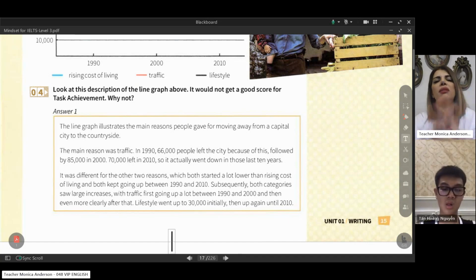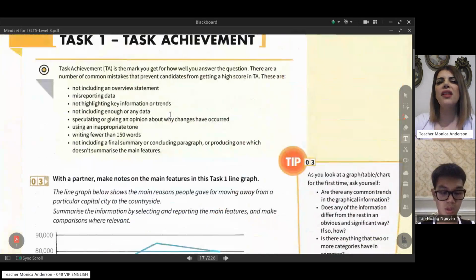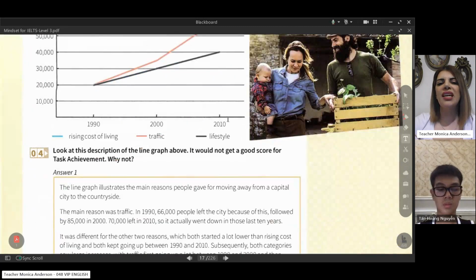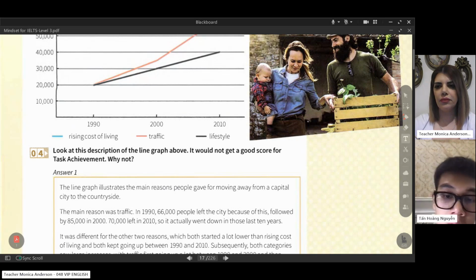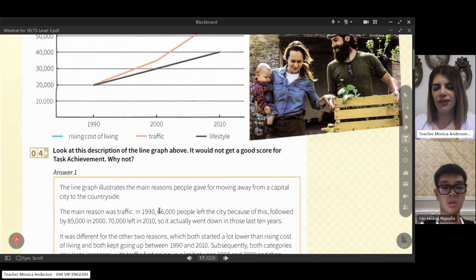Okay, very good. So tell me, what is the problem? What's wrong with this text? What's the problem, you think? I think the first one, the line graph illustrate the main reasons. Okay, let's have a look at the question. The line graph below shows the main reasons people gave for moving. Is the introduction a paraphrase of the question? No. Definitely no. The only word that has changed is illustrate, show and illustrate. It's not enough. So we don't have an introduction here.